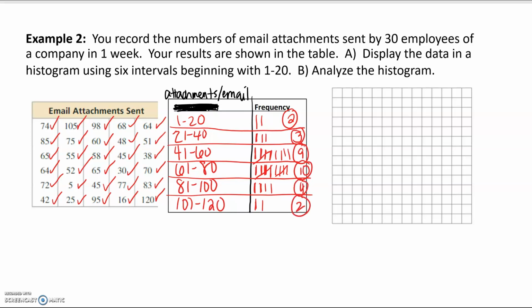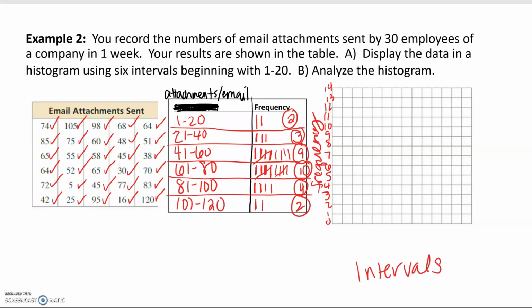So that's going to help me when I make my histogram over here, because remember, up the side is always my frequency, and I'm just going to count by ones. So 0, 1, 2, all the way up. Okay, so I counted all the way up with my frequency, and then along the bottom is going to be my intervals.